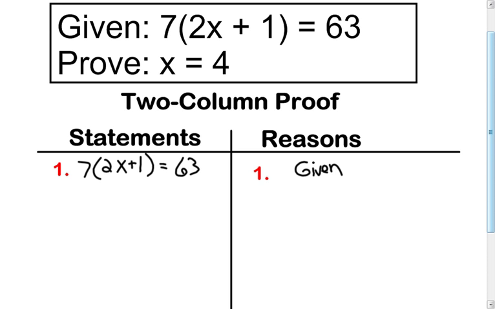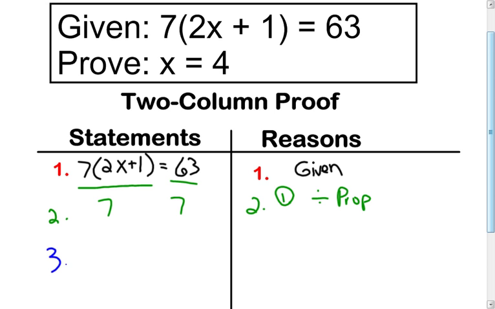Many of you would probably go on to step 2 and use the distributive property. I'm going to take a different approach, and I'm going to divide both sides by 7 just to show you another way to solve this equation. So step 2 is my division property, and I needed line 1 to be able to do that. Now when I go on to line 3, I'm going to simplify. My 7s are going to divide out, and all I'm left with is 2x plus 1 on the left side equal to 9 on the right side.